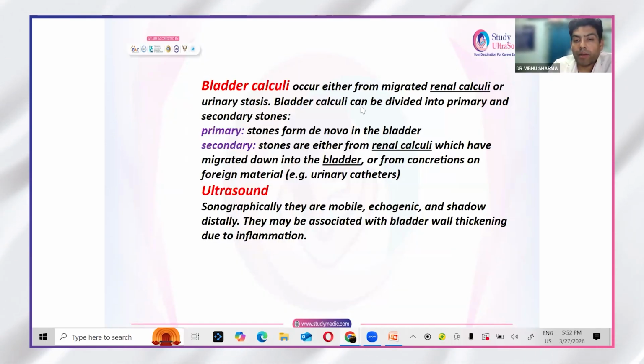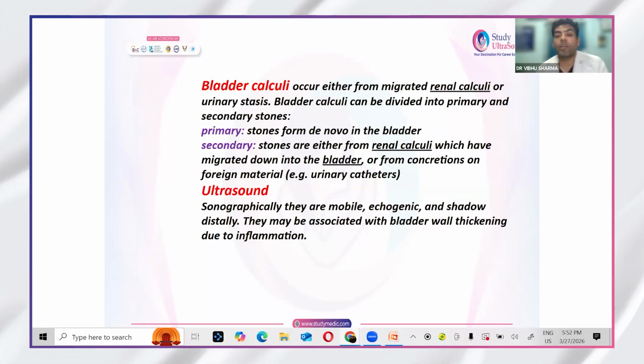So there can be bladder calculi. Calculi are like renal calculi. Similarly, they can migrate into the urinary bladder. They can be divided into primary and secondary stones. Primary are when they are formed within the urinary bladder. Secondary stones are either from the renal calculi, which have migrated, or they can be from concretions or foreign material. Like sometimes patients with recurrent catheterization can have bladder calculi.